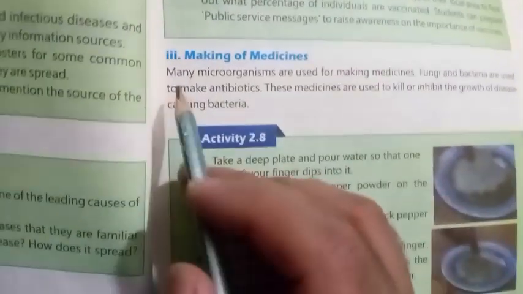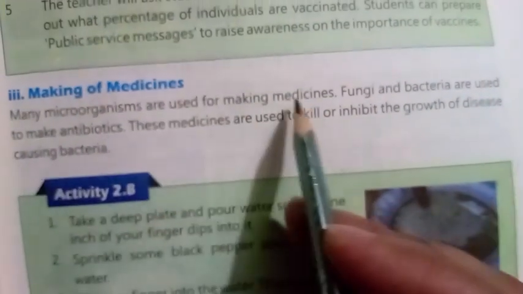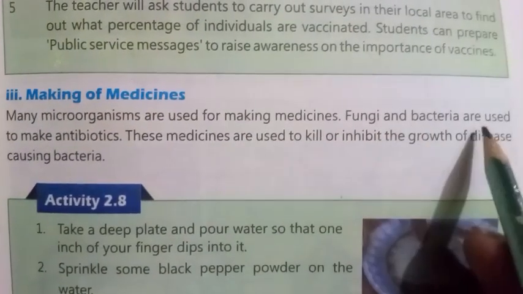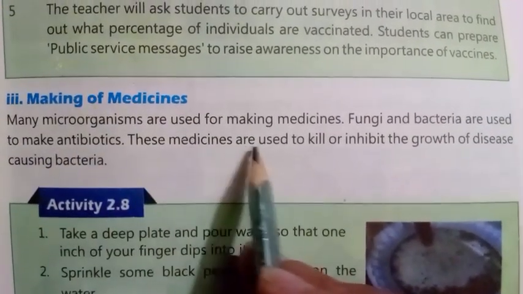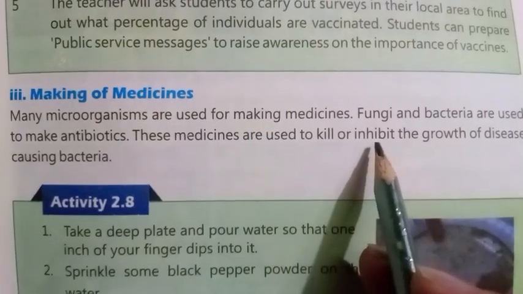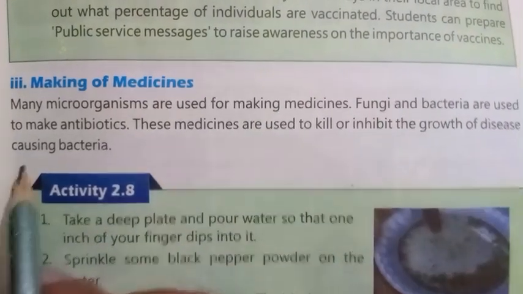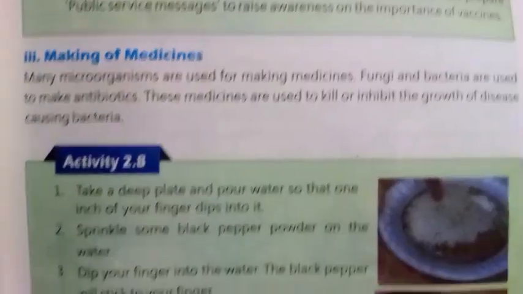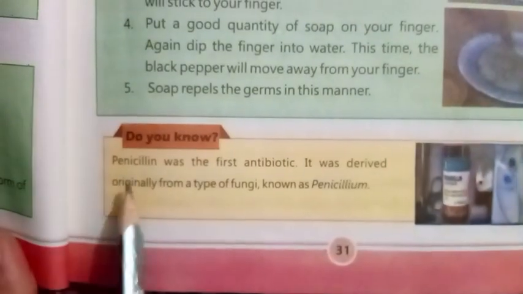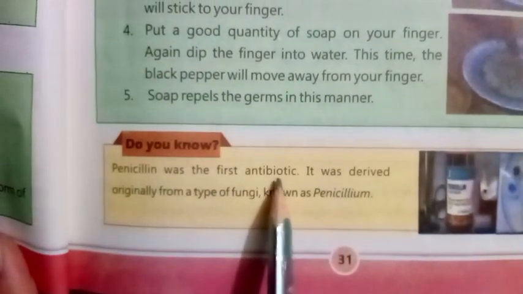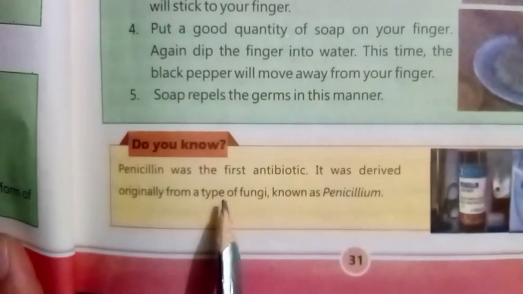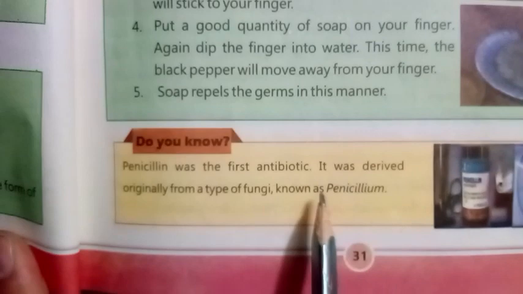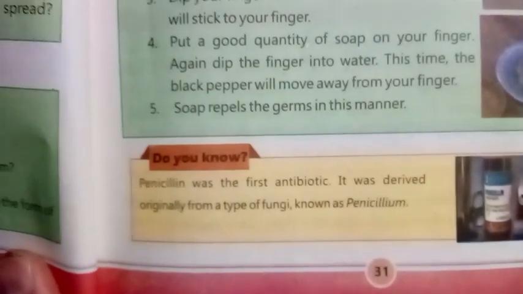Making of medicines. Many microorganisms are used for making medicines. Fungi and bacteria are used to make antibiotics. These medicines are used to kill or inhibit the growth of disease causing bacteria. Do you know? Penicillin was the first antibiotic. It was derived originally from a type of fungi known as penicillium.